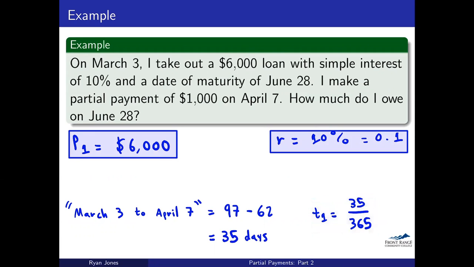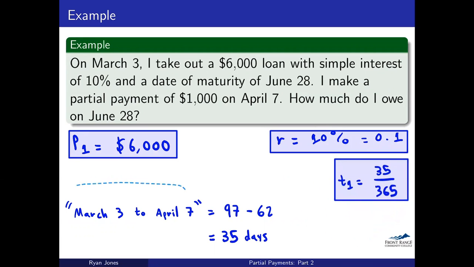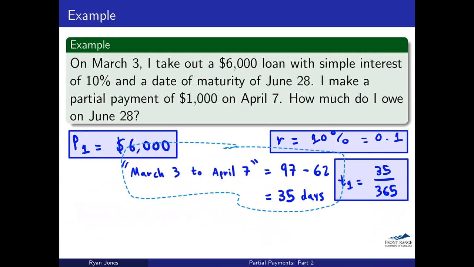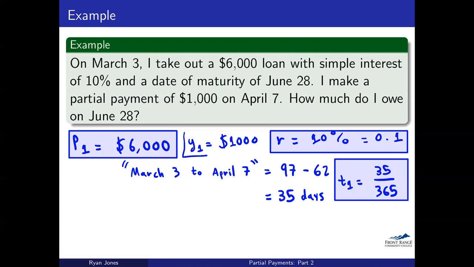And so the other two things that I want to point out here are the amount of our partial payment. So let's go ahead, put that up there. Sneak that right in there. I want to sneak in our partial payment is $1,000. I said before, I'm going to call that Y1. So we'll have that right there.